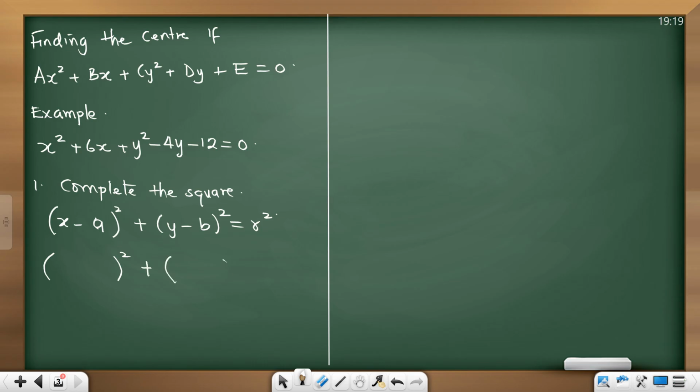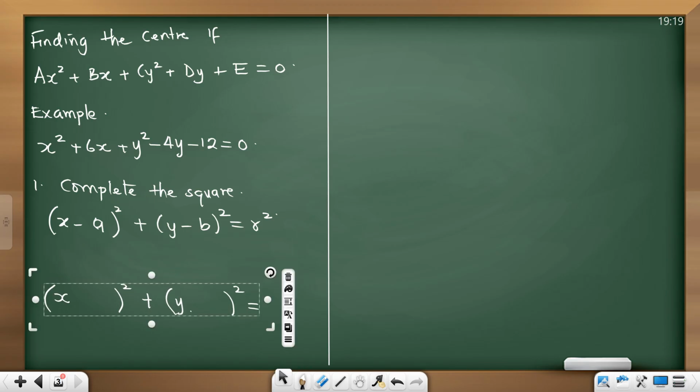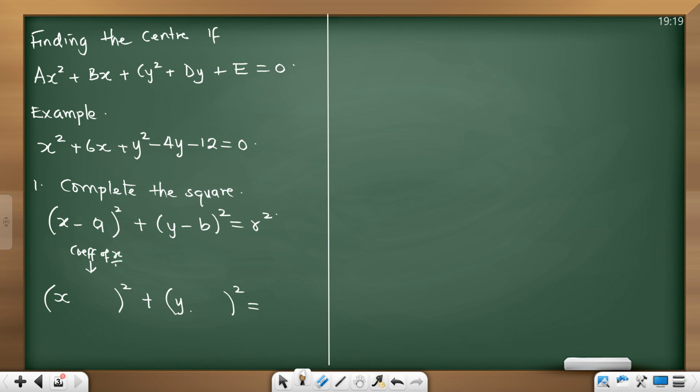I have my x and I have my y. Are we okay? I'm going to put some small notes here. Here, it is the coefficient of x divided by 2. Here, it is the coefficient of y divided by 2. So what do I drop here? What's the coefficient of x? 6. Divided by 2, what do you have? Positive 3.